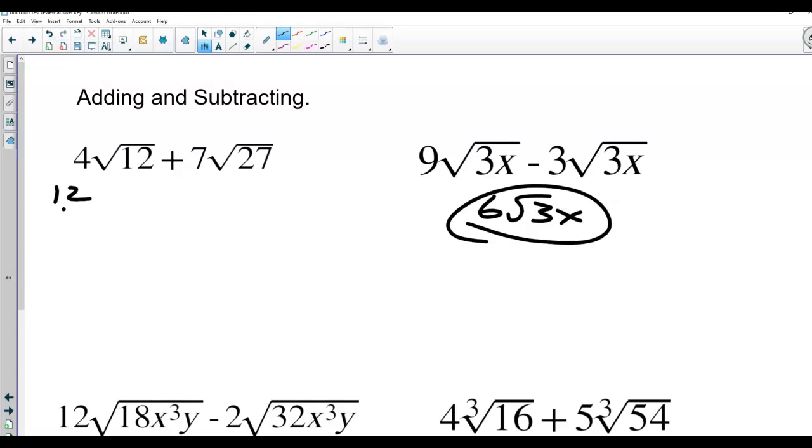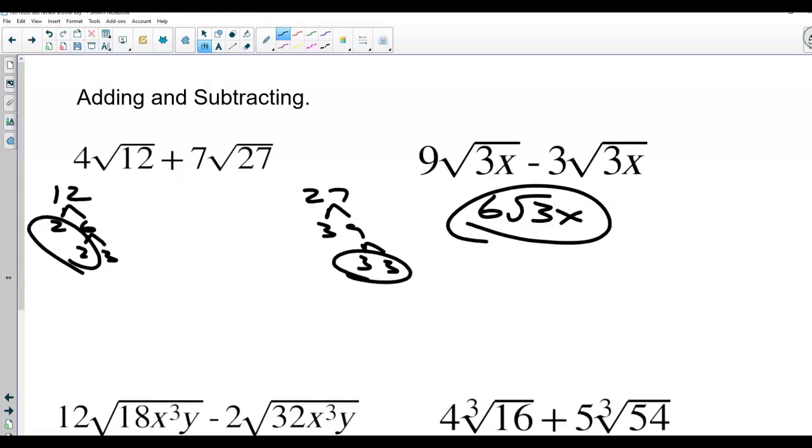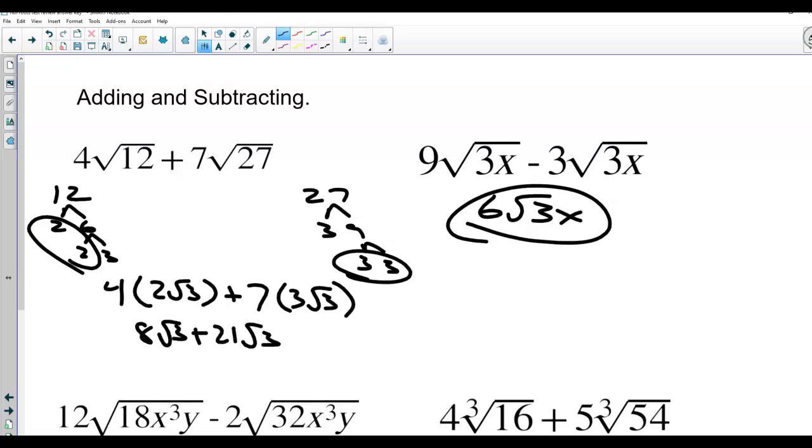So 12, 2 and 6, 2 and 3. 27, 3 and 9, 3 and 3. So this becomes 4, 2 root 3, plus 7, 3 root 3. 8 root 3 plus 21 root 3 is equal to 29 root 3.